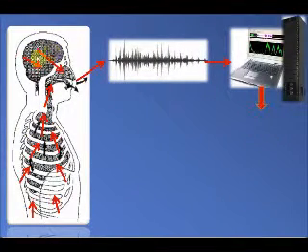That voice sample will then be passed to the computer. The computer will have a clear distinction between the normal values of the parameters and the disease values of the parameters.